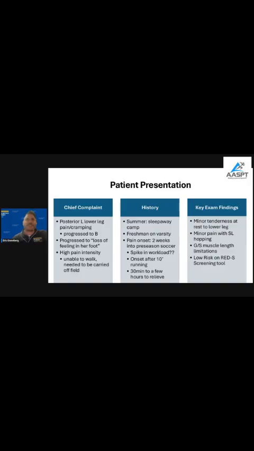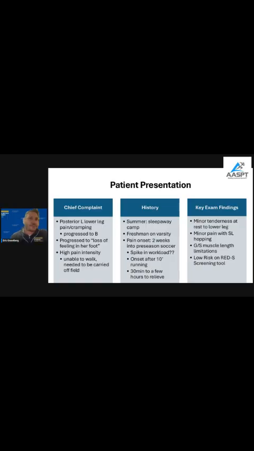So the patient presentation for her, like I said, she was a 13-year-old freshman in high school who complained of posterior left lower leg pain, but also cramping after activity. It started in the left leg, eventually progressed to the right, and even bilateral at times. And she did experience times where she would feel a loss of feeling in her foot after running. And the pain became so intense that when she was symptomatic after running, she was unable to walk and needed to be carried off the field.